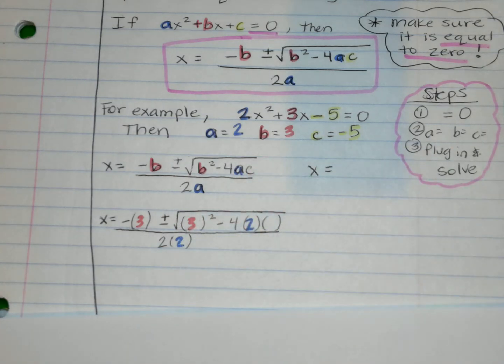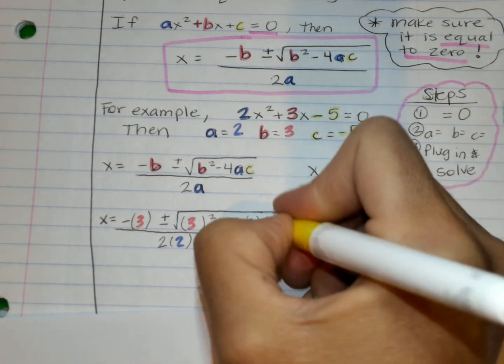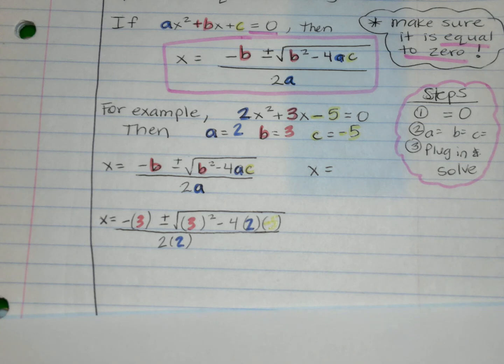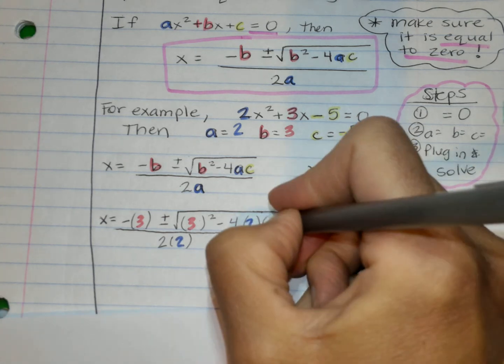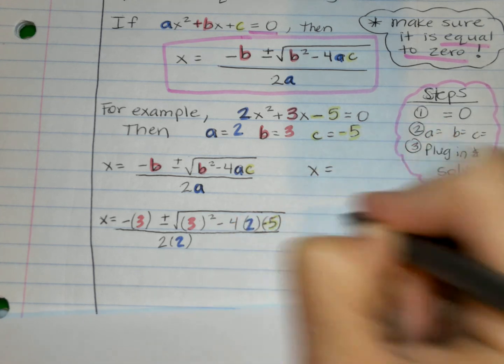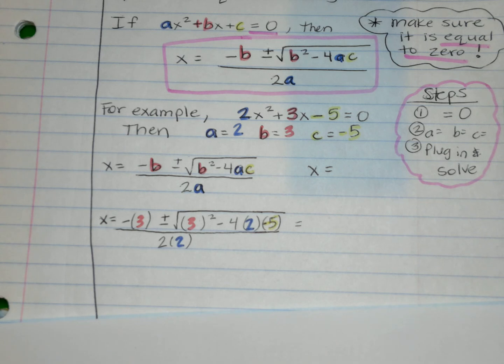And then my last one is C. From the equation, C is -5, so you have to make sure you get -5. And again, I got to make sure I can actually see that, so I'm going to put it in pen also, -5. All right, so I'm going to just go through and simplify.